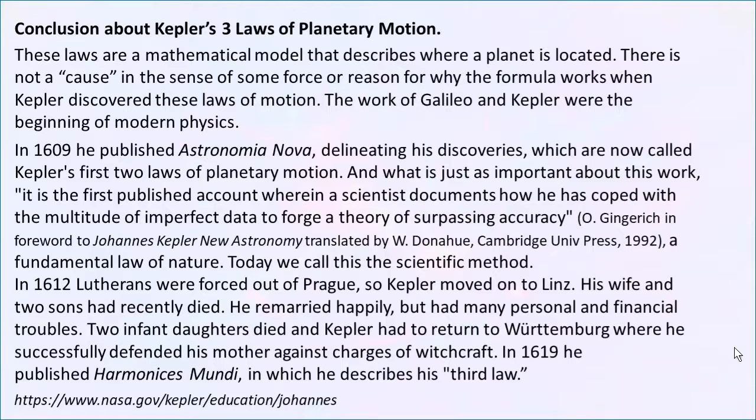These laws are a mathematical model. This is important. They're a mathematical model that describes where a planet is located. There is not a cause in the sense of some force or reason for why the formula works. When Kepler discovered these laws of motion, I don't know why it is, but a lot of people are under this belief that science is about causes. Physics usually has nothing to do with causes. Depending on what you mean by cause, it has more to do with a mathematical model that you make, this formula, and the formula works. There's no cause, like we don't know why the formula works.